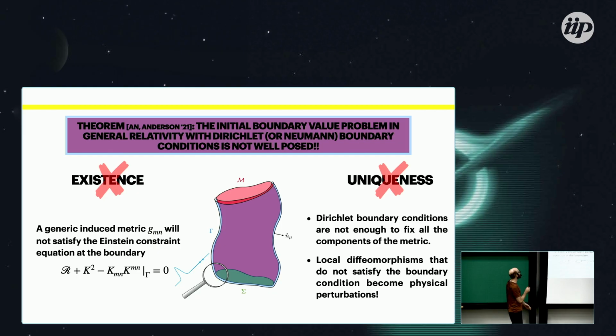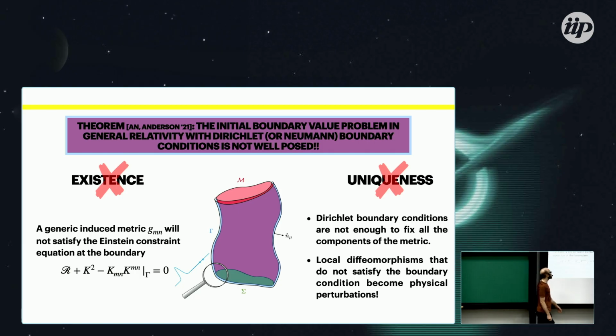And so the first thing that these people proved is that generically, if you specify any induced metric on gamma, you will not be able to find a solution in the interior. And this is because generically you will not even be able to satisfy the Einstein constraint equation at the boundary, so you don't even need to think too much about the bulk. The generic g_μν will not satisfy the constraint equation at the boundary.